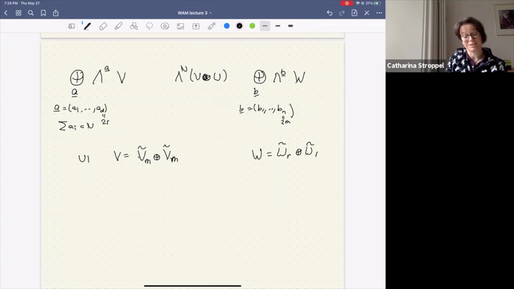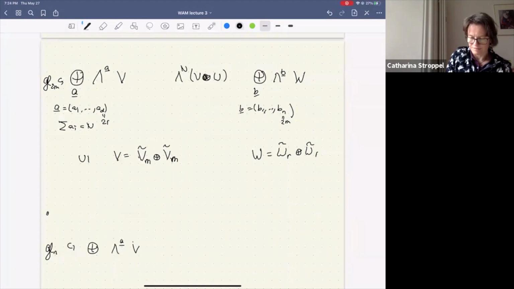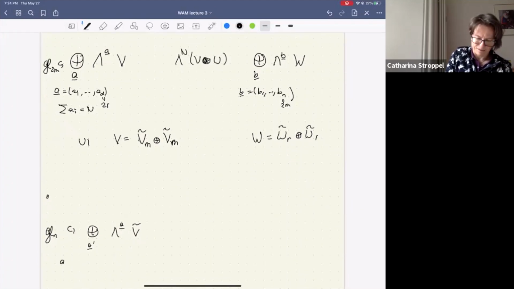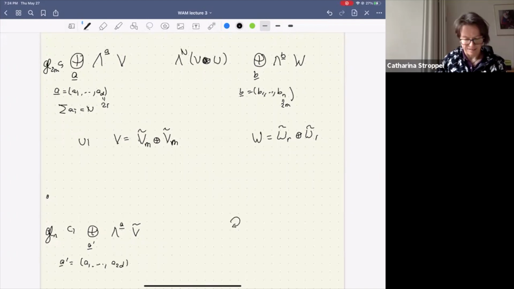And then I can restrict to GL. So here I have GL, what did I have now? 2m. And then I can restrict to GL N sitting inside there. And what happens is that this just doubles. So I have now A primed, and the A primed is the doubled numbers. So it's doubled lengths. And the same thing happens on the other side.